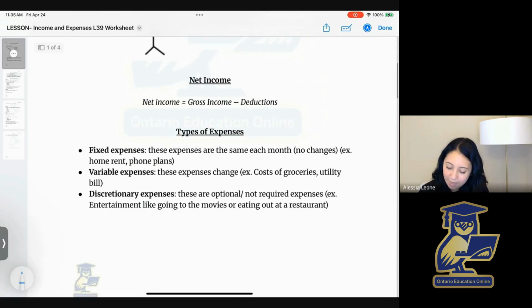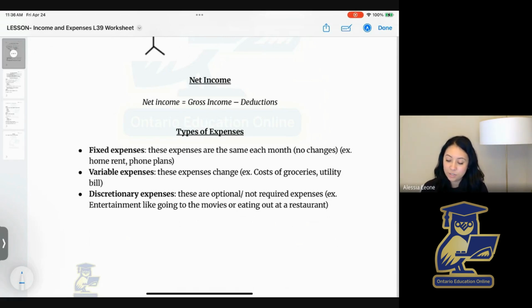So we're going to look at expenses. We have fixed expenses, variable expenses, and discretionary expenses. Fixed expenses are expenses that are the same each month and they do not change. For example, your rent. Your rent, you pay every month. That amount of rent doesn't change. It's a fixed expense.